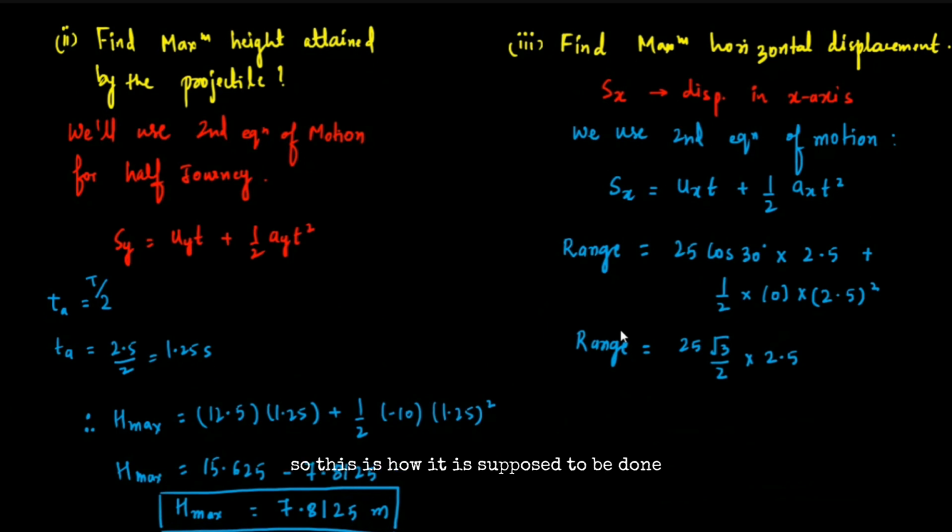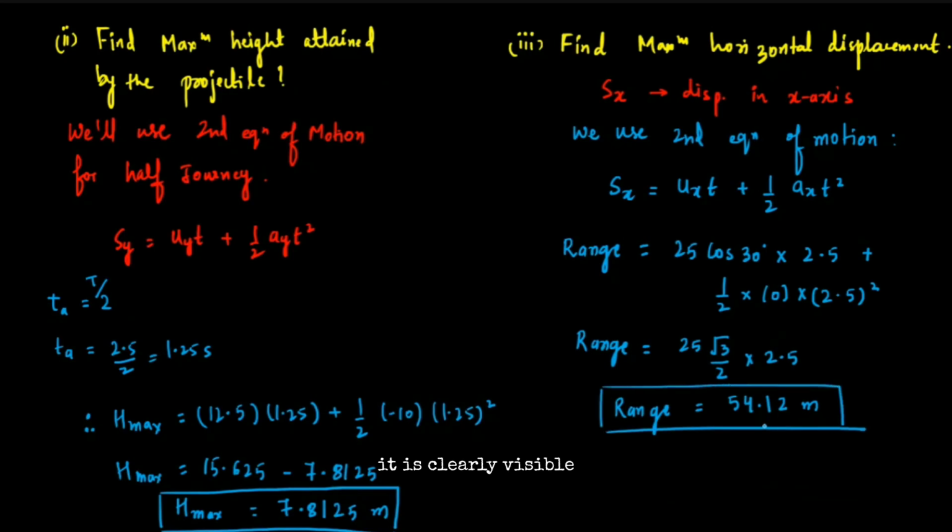So this is how it is supposed to be done. All the three components which we have learned so far help us understand how projectile motion actually takes place. If you look at it, the range will be 54.12 meters. It is clearly visible. Now we can clearly understand how all the physical quantities that exist in projectile motion can be calculated.